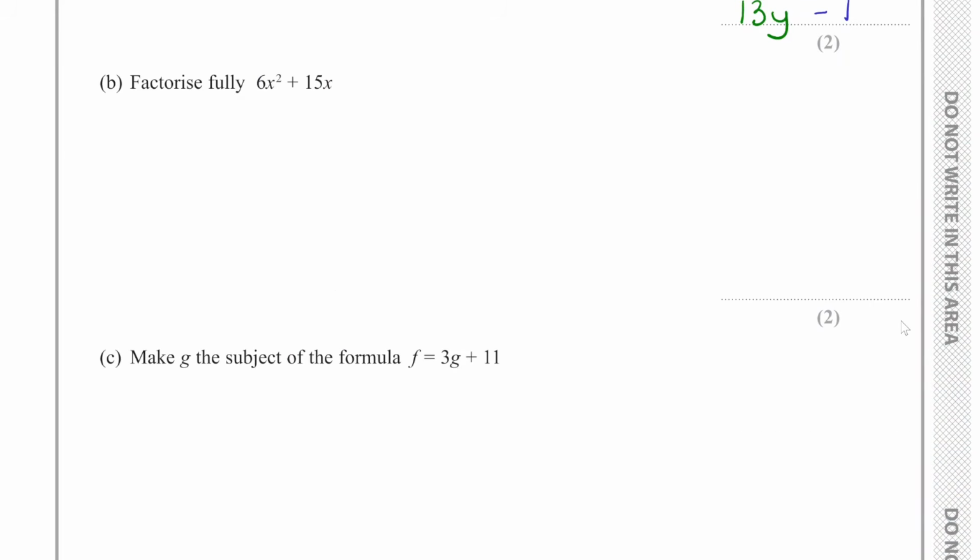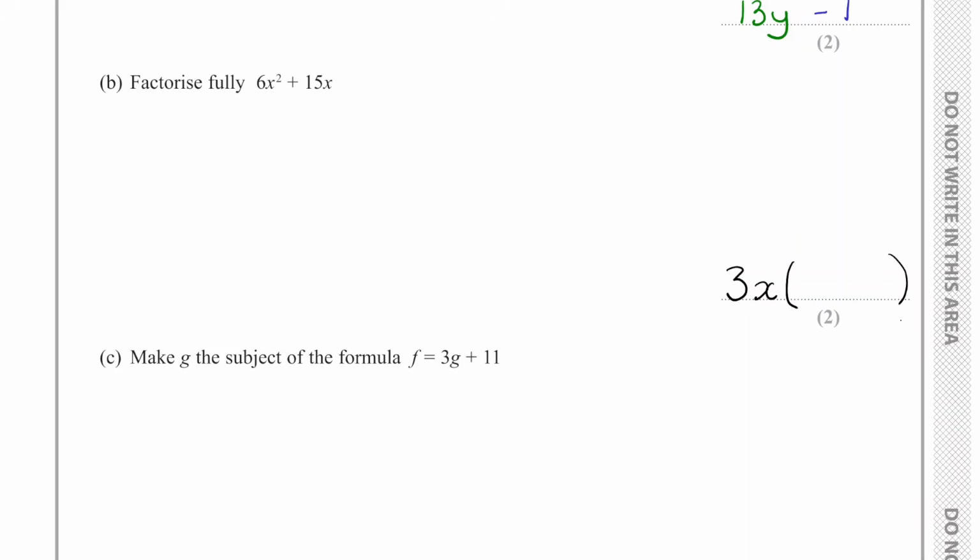Part B, factorize fully. So what can we take out of these two terms? 6 and 15 are both in the 3 times table. So 3 can come out, and 3 is the biggest times table that 6 and 15 are both in. And they've also both got an x in them. So we can take 3x outside the brackets.